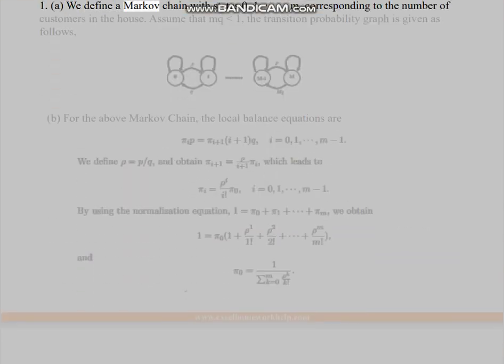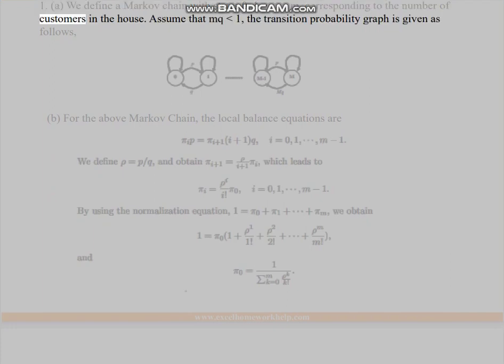1a. We define a Markov chain with states 0, 1, ..., M, corresponding to the number of customers in the house. Assuming M = 1, the transition probability graph is given as follows.